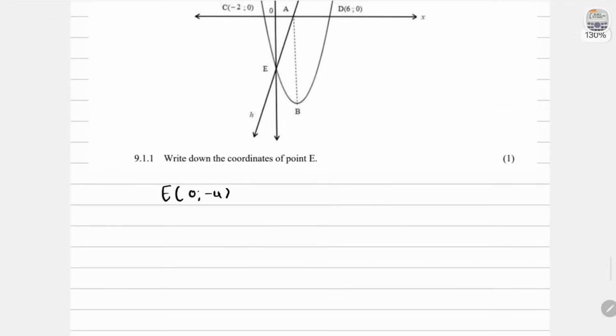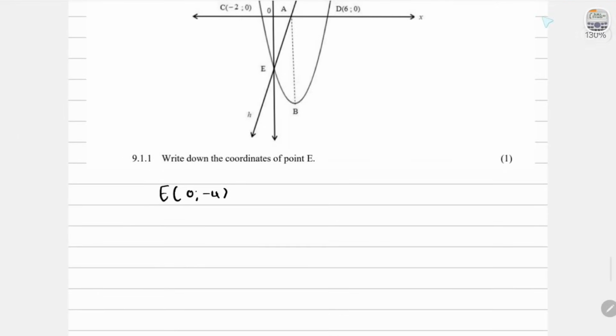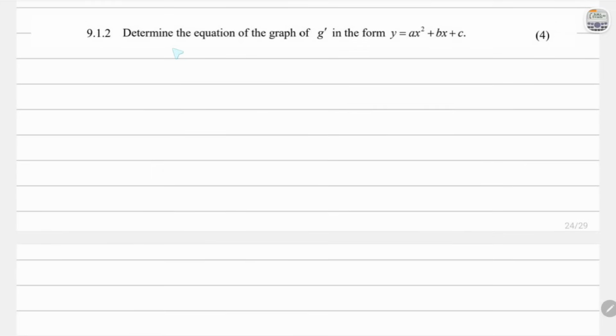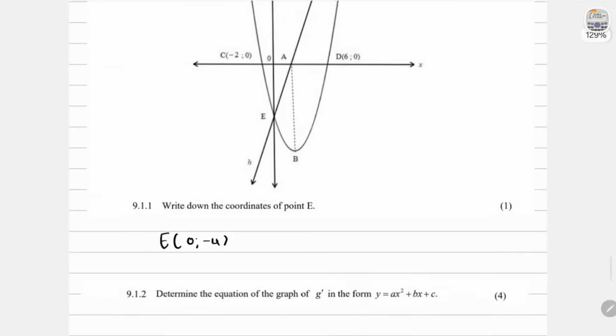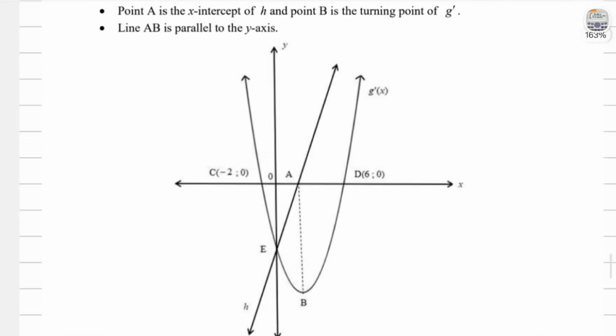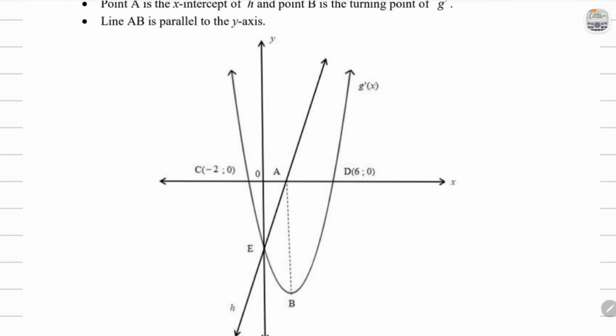And that is our answer. Moving on to the next question. Question 9.1.2 says, determine the equation of graph g prime in the form of y equals ax squared plus bx plus c. So this is our graph. So we're just going to have to look at what we have on this graph to be able to find its full equation.